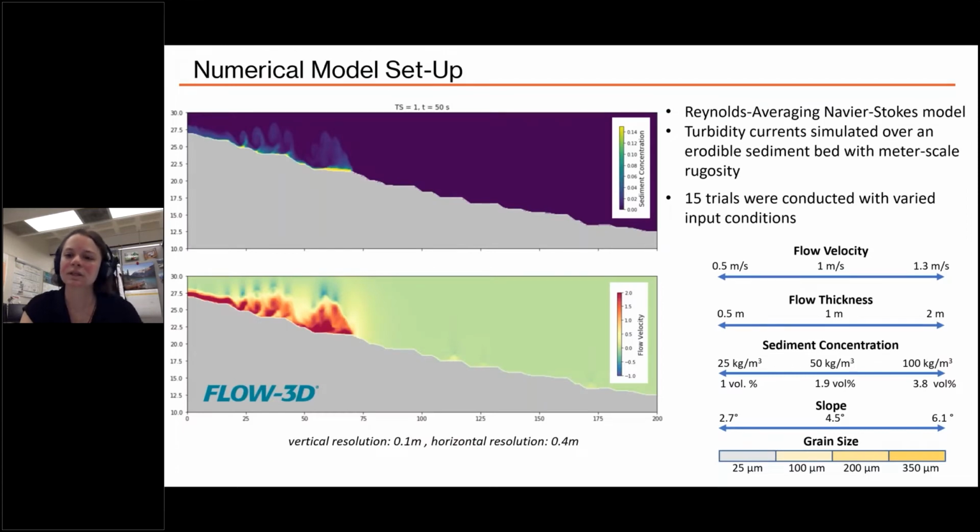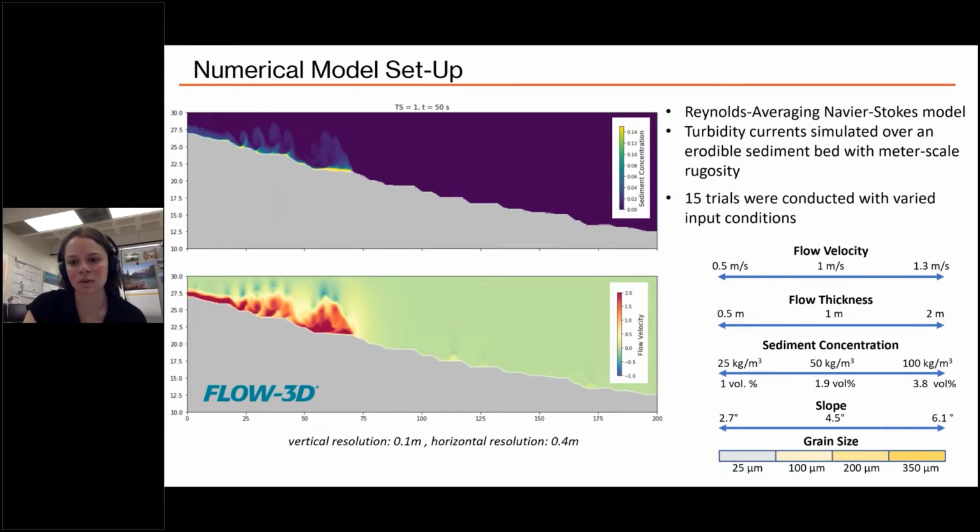The simulations were run using a Reynolds-averaged Navier-Stokes model in a software program called Flow-2D. The model space is shown in the image on the left. It consisted of a 2D, 200-meter long, 20-meter high grid. In each trial, turbidity currents were simulated over an erodible sediment bed with meter-scale viscosity for about 1 to 2 hours. And 15 trials were conducted with varied input conditions, which are shown on the right-hand side.